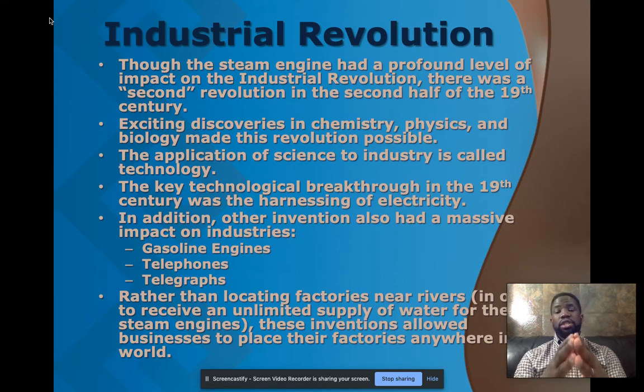This is called technology. Make sure you write that down. You will see that on your quiz. The application of science to industry is called technology. When we're talking about technology in the latter part of the 19th century, this is where we see the growing demand of the harnessing of electricity. All right, make sure you highlight that, the harnessing of electricity.